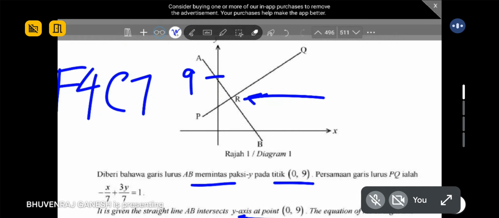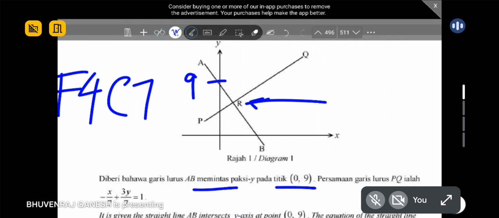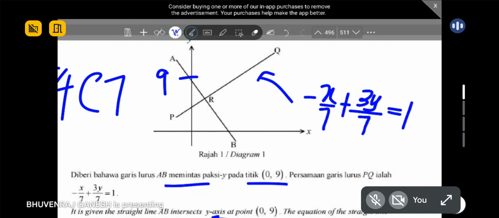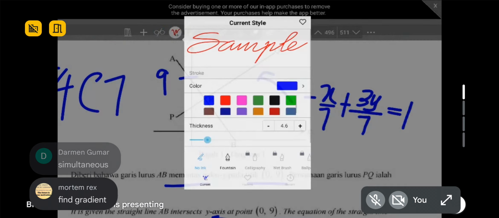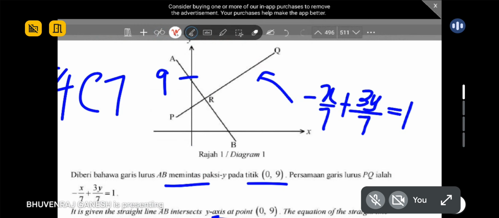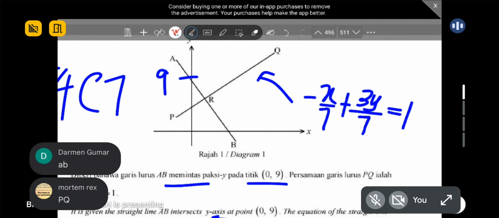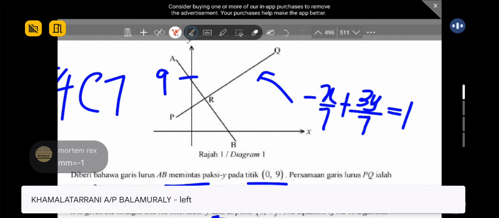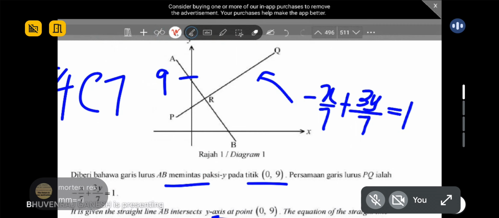So anyone got a concept? The only thing you know is this equation of the line: negative x over 7 plus 3y over 7 is equal to 1. So what is your next step, guys? Apa kamu kena buat dulu? Very good. Yes, you must find the gradient. Cari kecerunan. Gradient of PQ or AB, may I know? Kamu cari kecerunan PQ atau AB? AB, you don't have information. Always remember you have to find something with information. So PQ, you have information.